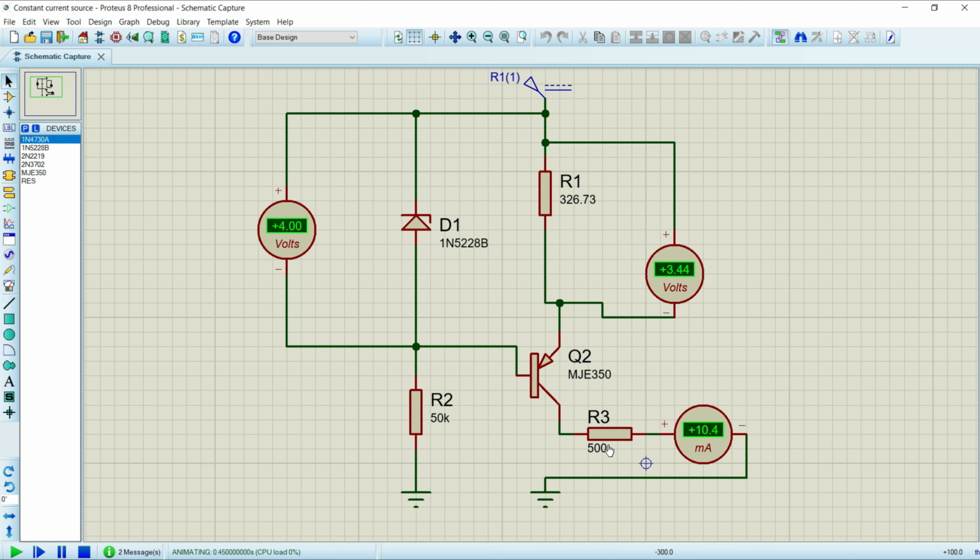Now the load value is 500 ohms and still the current remains at 10.4 milliamperes, and the voltage across R1 is 3.44. Finally, even if we detach the load, or the load is not attached, the circuit still works fine according to our desire. It shows that it is independent of the load, no matter what the value, or even if there is no load, it is still showing 10.5 milliamperes and the voltage across R1 is fixed at 3.44.